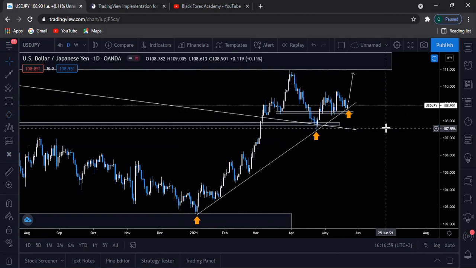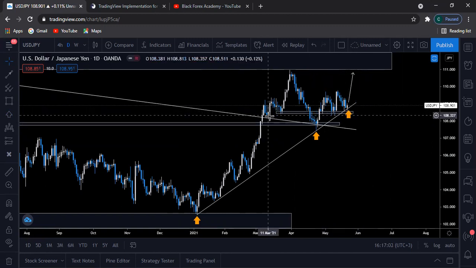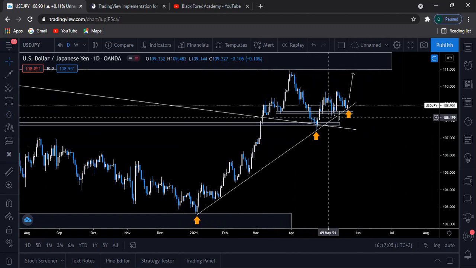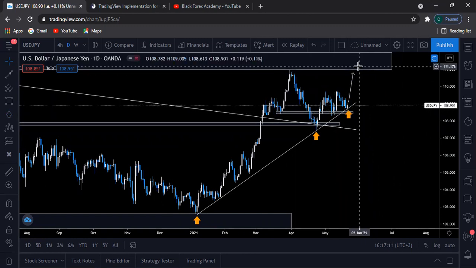So USDJPY prices hit this resistance zone, support zone, excuse me, and hit a third touch on this ascending trend line. So I'll be expecting to see prices push up until around 111 until this resistance area is hit right here, and then we'll see with the momentum that it has what it is indicating, right?